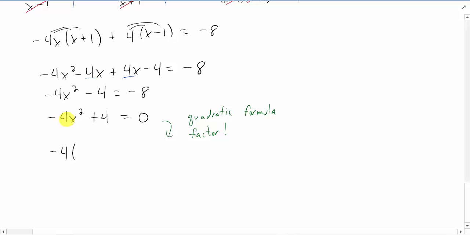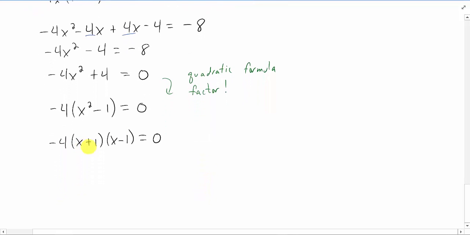I'm going to factor a negative 4 out of each one of these two terms. And what we're left with is a difference of squares. The negative 4 you could just cancel out if you want. But the x plus 1 term is going to give us a solution of x equals negative 1. And the x minus 1 term is going to give us a solution of x equals 1. And we need to check our solutions. So let's look at x equals negative 1 first.